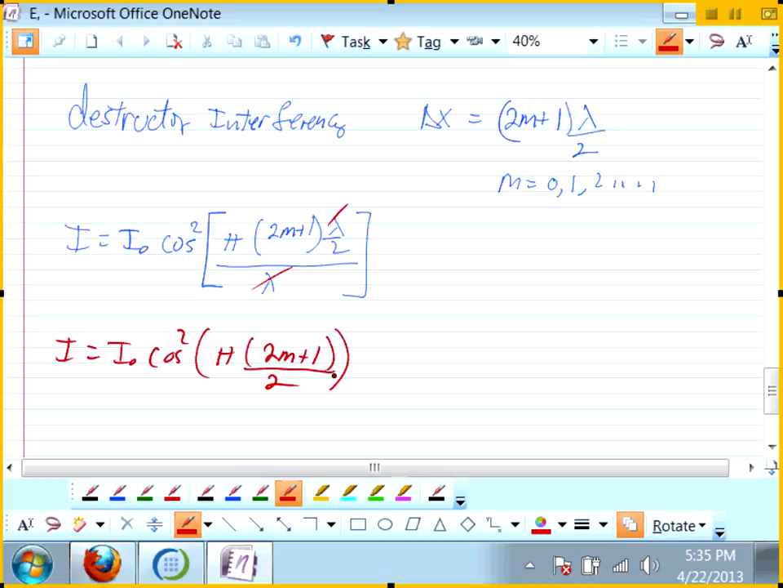What's the intensity? Take the first one, cosine squared of 1/2 pi. Pi over 2, 90 degrees. 0. So in fact, they're all going to be 0. All half multiples of pi are 0. Destructive interference, the intensity is 0. No light gets there.